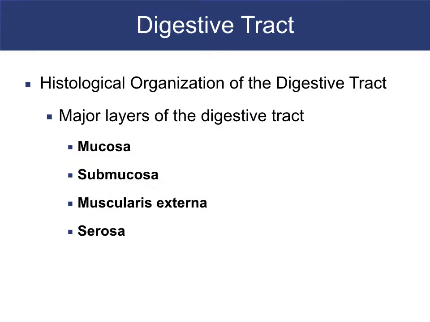Let's talk about the wall of the gut. The wall of the gut is pretty much the same all the way through, although every part of the bowel is a little bit different, but they all have these major layers. The mucosa is the inner lining. Okay, it's a mucosal membrane. What kind of epithelium lines the gut? Simple columnar, with a whole bunch of goblet cells on the mucosa.